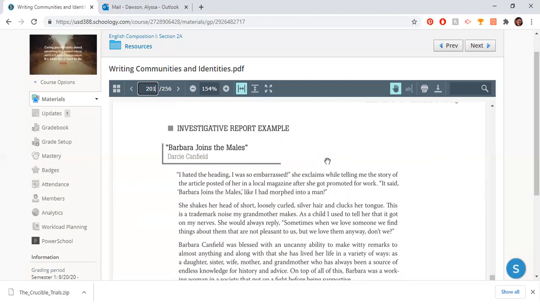Anything else? You got enough to draft on? Yeah, I think we're good. Awesome.